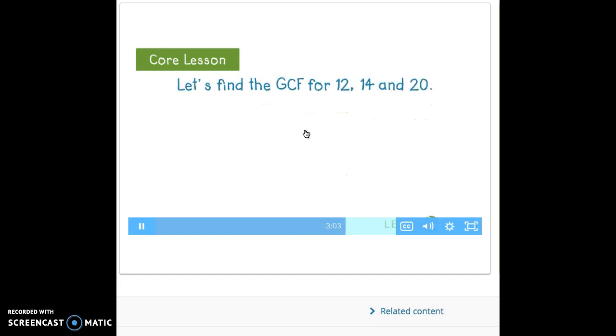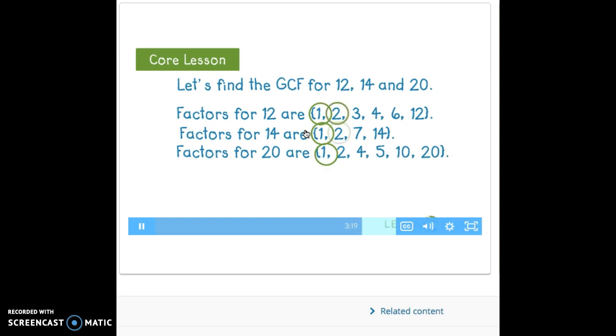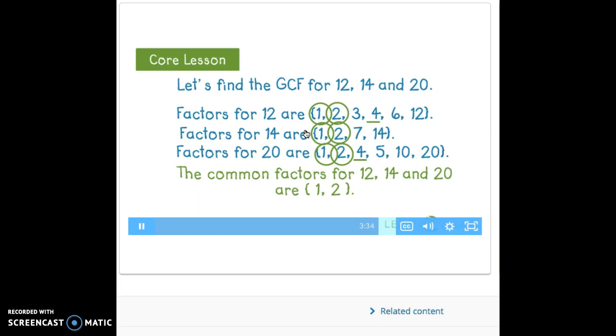Let's find the GCF, or greatest common factor, for 12, 14, and 20. Well, I'm going to list the factors of 12, the factors for 14, and the set of factors for 20. I'm going to look for the common factors. 4 is only a common factor for 12 and 20. It's not a common factor for 14, so it is not going to be in this list. So the common factors for 12, 14, and 20 are the set of 1 and 2. The greatest common factor, of course, for 12, 14, and 20 is 2.